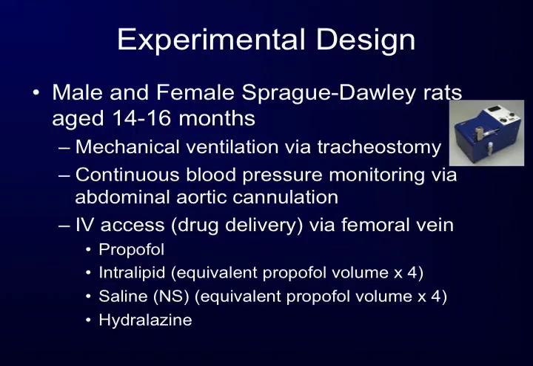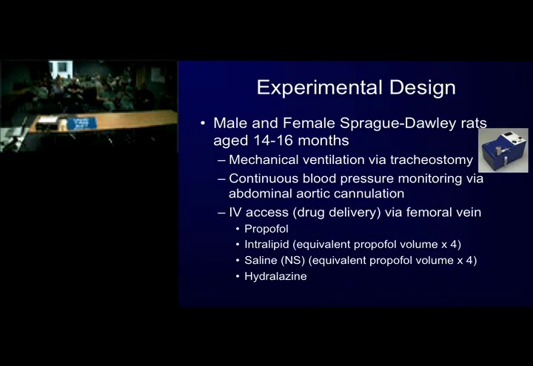For this experimental design, I had rats aged 14 to 16 months. They were given a tracheostomy for mechanical ventilation, and continuous blood pressure was monitored through abdominal aortic cannulation. IV access was established in the femoral vein for drug delivery.